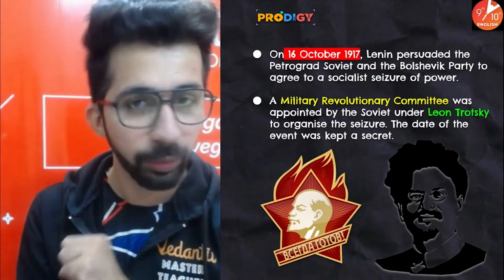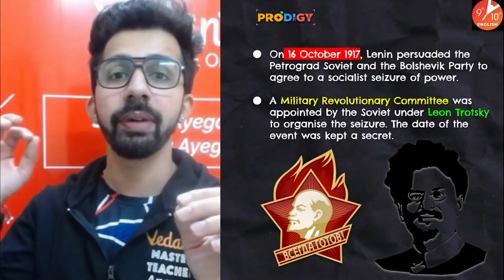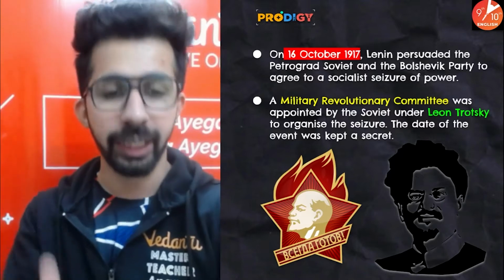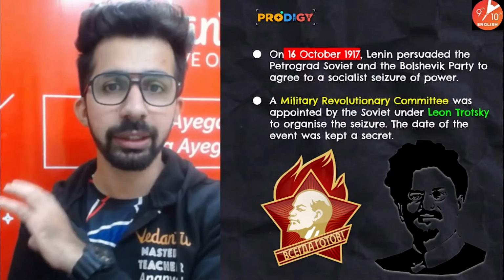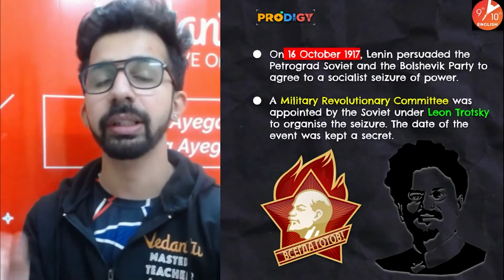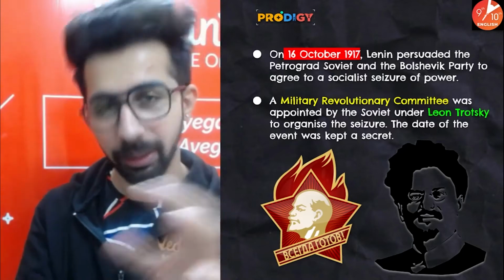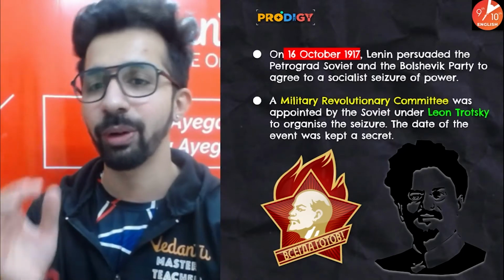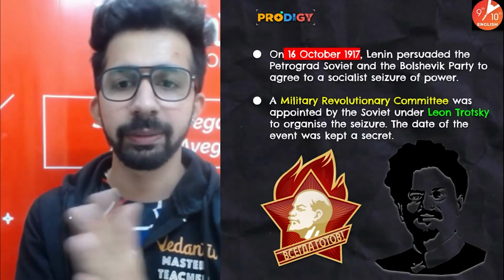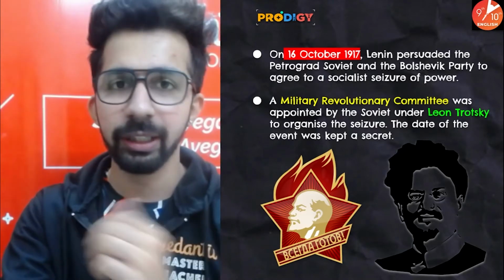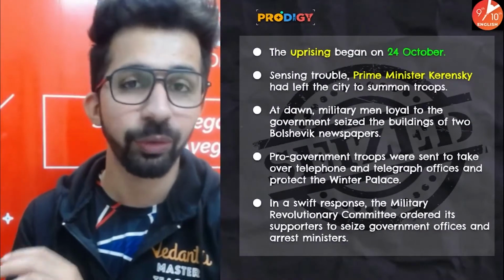But the date was not decided on which we would revolt against the provisional government. Before that, to revolt against the provisional government, he formed a committee. The committee was the Military Revolutionary Committee, and the head of this committee was Leon Trotsky. And finally, guys, the date was not decided, but the revolution started on 24th of October.